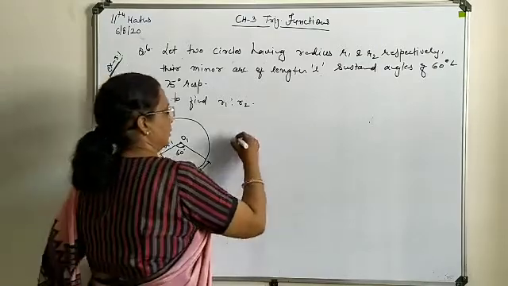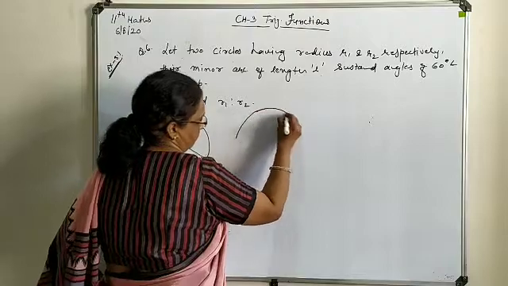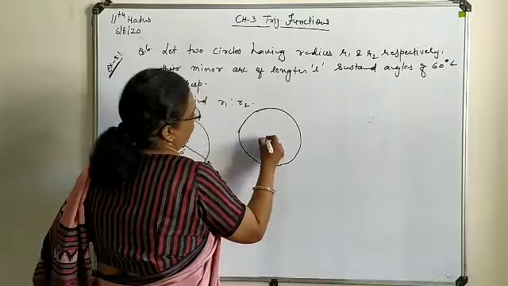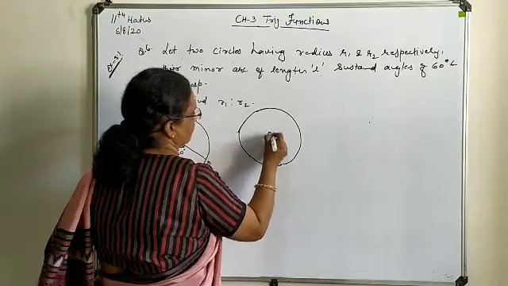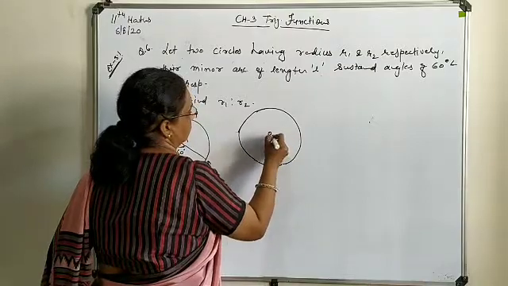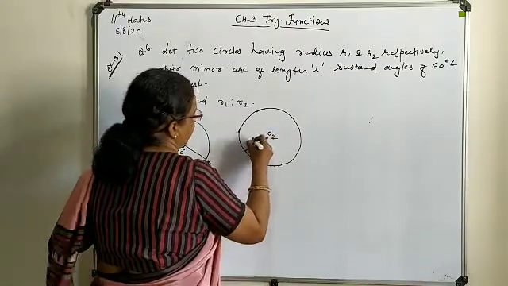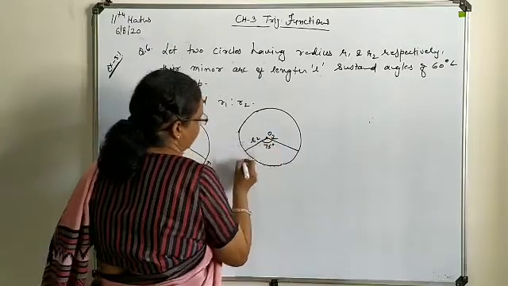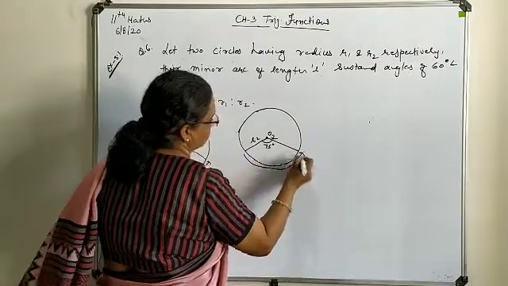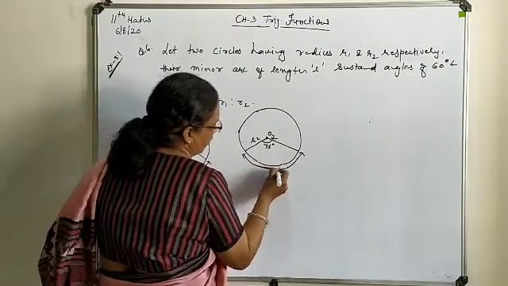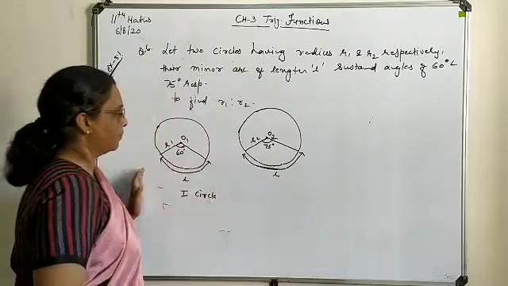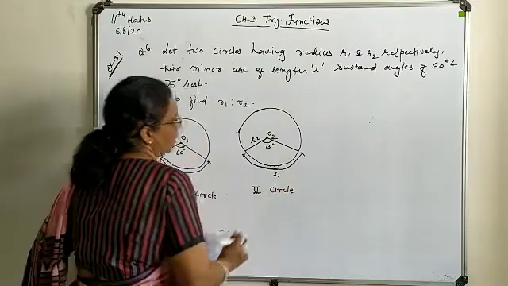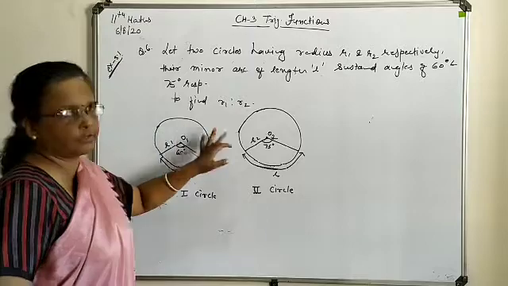Same we plotted another diagram for second circle having the radius R2. It is its center. Let its radius be R2. It sustained an angle of 75 degree at the center having the arc length L. Means in both the case the arc length is same. This is about the second circle. Now here what we have to find it out, R1 is to R2.